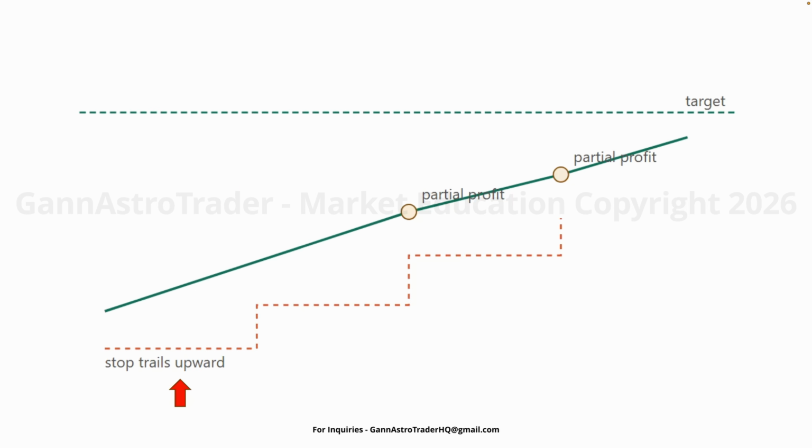As price begins to move in our favor, trade management changes. We can start thinking about protecting the position and reducing unnecessary risk. Depending on the strategy, this could mean moving the stop after a meaningful structural move, taking partial profits, or allowing the remaining position to continue toward the larger target.